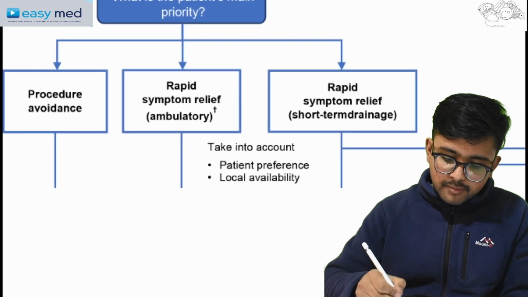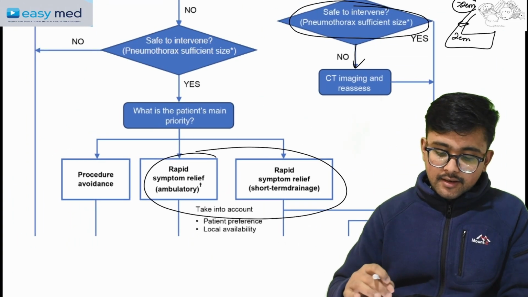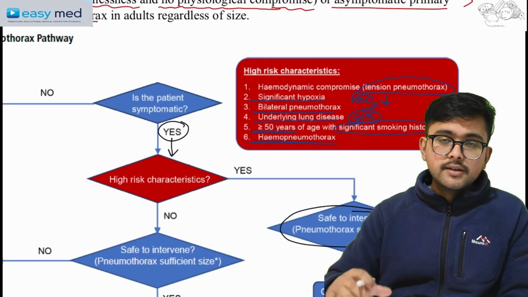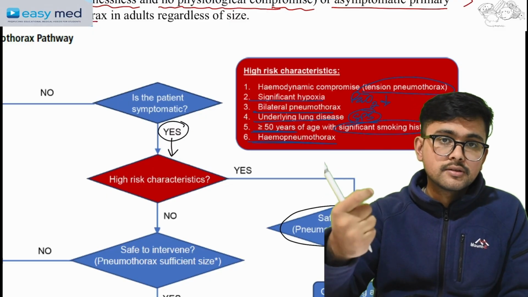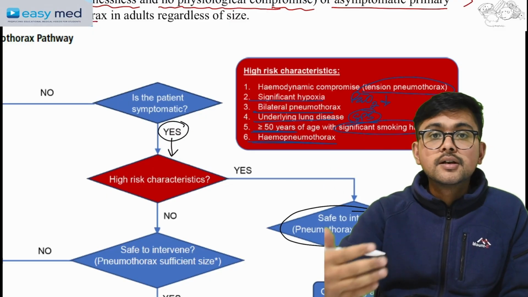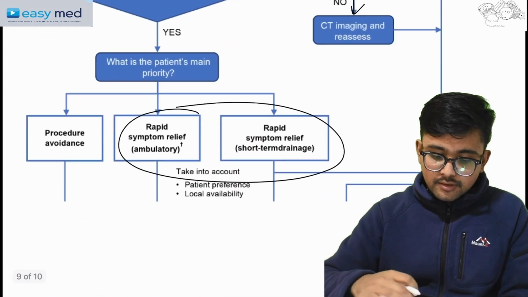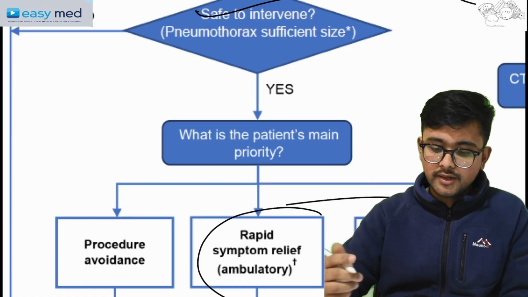Now, let us not talk about these things because they are not available in our country. Ambulatory pneumothorax management. Basically, what we have understood is that the management of pneumothorax depends on the symptomatology of the patient, not the size of the pneumothorax. Yes, size is important, but that comes secondarily. Also, they mention when it's safe to intervene and when there is an indication to intervene.